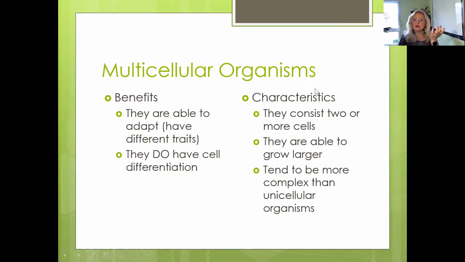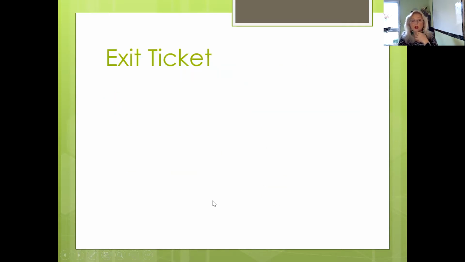They're multicellular organisms, again, to review. They're able to adapt and have different traits. They do have cell differentiation. They do consist of 2 or more cells. They do grow larger and more complex. So that kind of gives you an idea, because our next unit is going to be on human body systems. So we're really going to concentrate on us as a living organism.